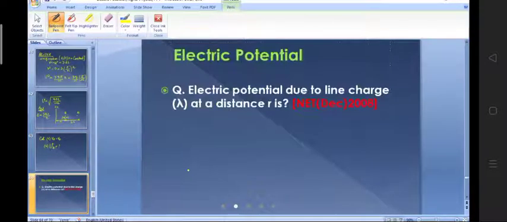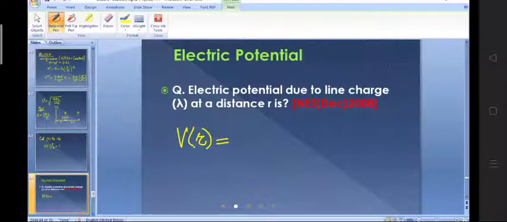Ab dekh lo beta. There's another question like this: what is the electrostatic potential due to the line charge lambda at a distance R? It was asked in NET December 2018. So what is the electrostatic potential? That's simply like this. What you can write is this: V as a function of R is equal to this.